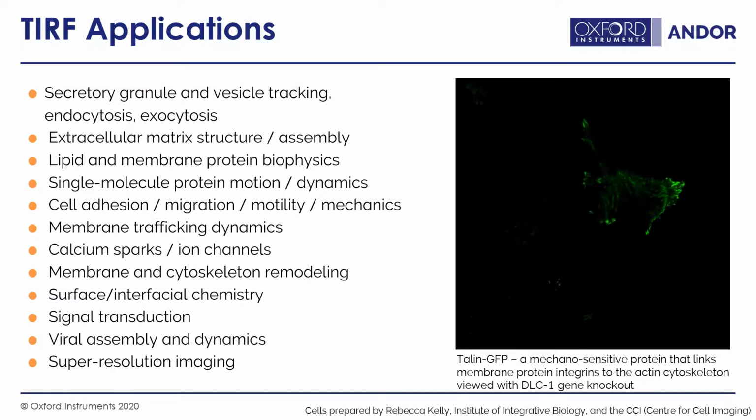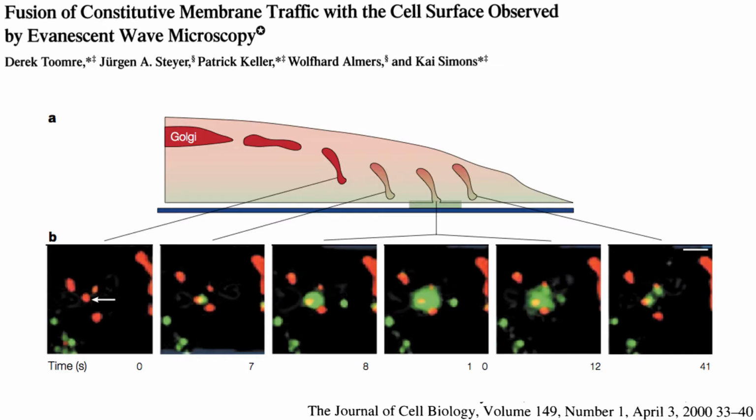Let's look at a few examples from the past scientific literature and a few modern case studies as well. Here's a very early example from the research group of Kai Simmons, published back in the year 2000. In this study, TIRF was used to monitor vesicle trafficking from the Golgi apparatus to the cell membrane. To do this, the researchers doubly labeled the Golgi and the vesicles with two different colored fluorescent probes.